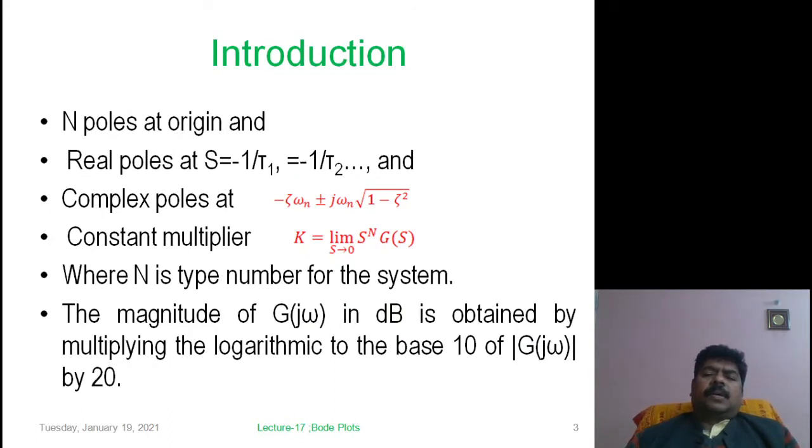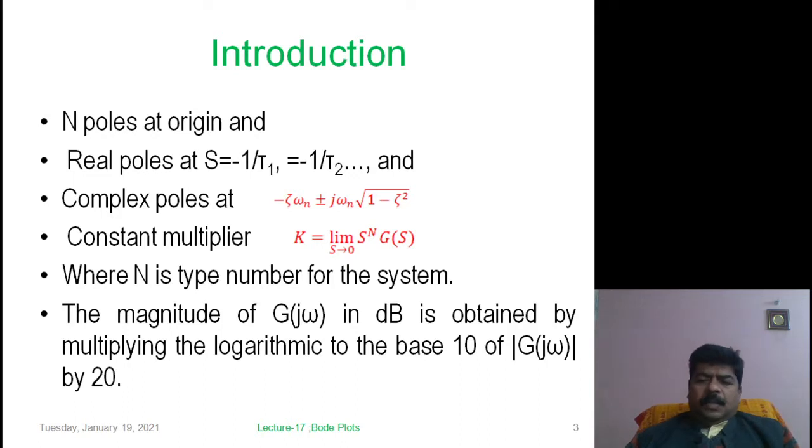The constant K, the gain multiplier, can be determined as the limit as s tends to 0 of s to the power n times G(s), which will give the value of K, where n, as we know, is the type of the system.